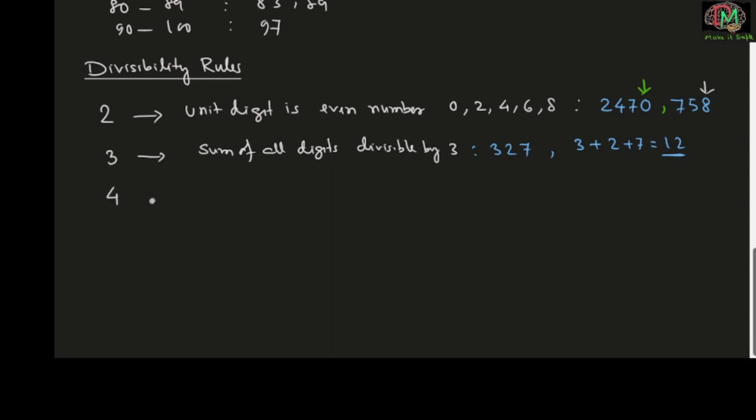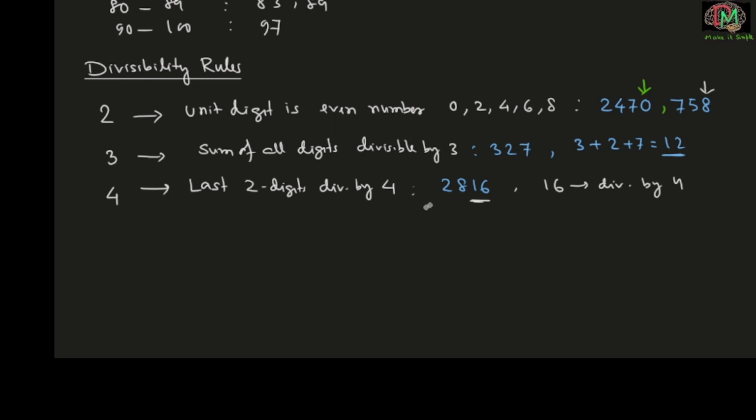And next is 4. If the last two digits of the given number are divisible by 4, then you can say the number is divisible by 4. Let's take one example, 2816. The last two digits are 16, and 16 is divisible by 4, so you can say that the entire number 2816 is divisible by 4.